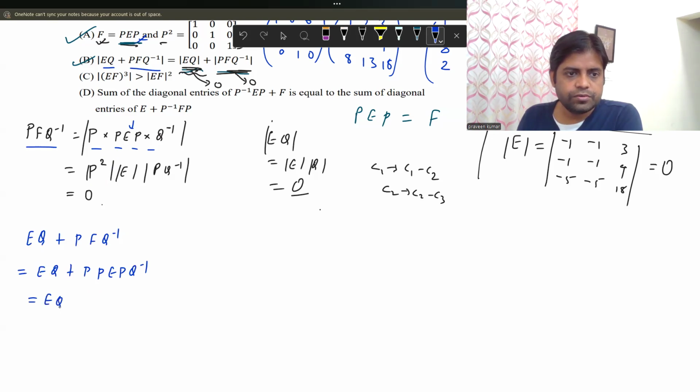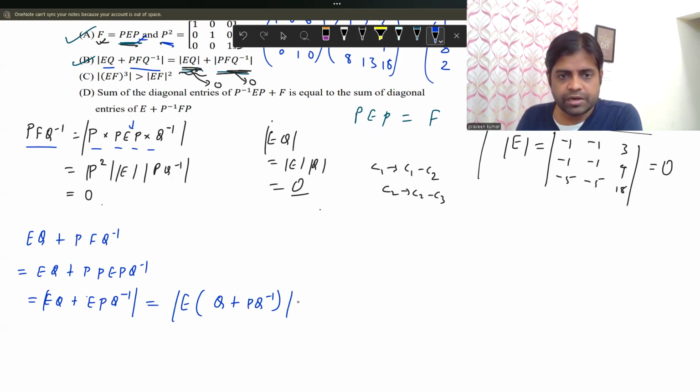This is EQ plus P square. P square is I, so just don't write that. This is E P Q inverse, right? We can take E common, and then this will be Q plus PQ inverse.